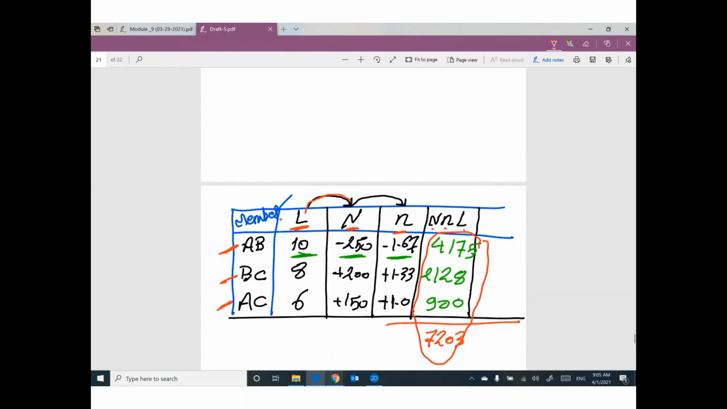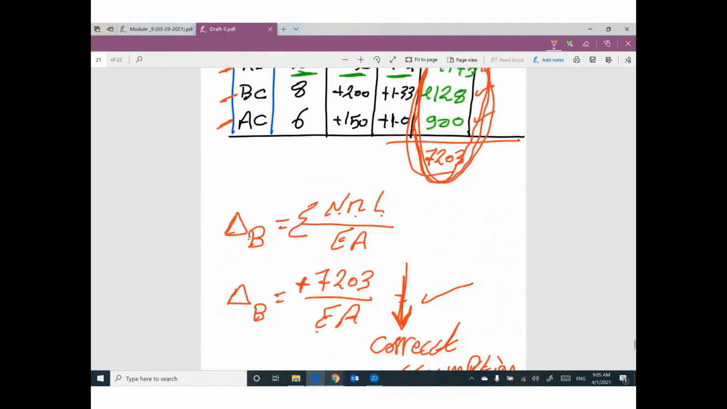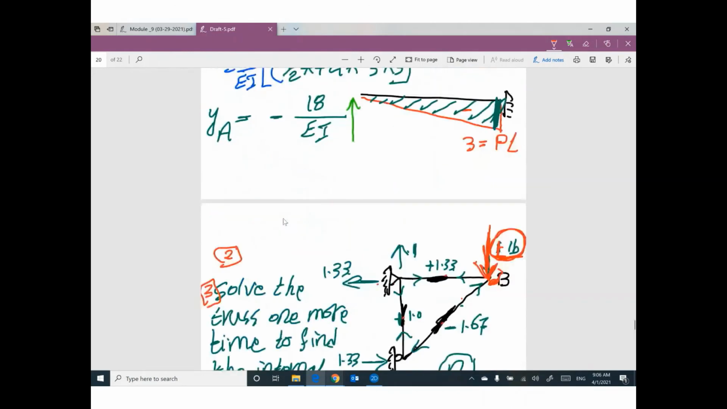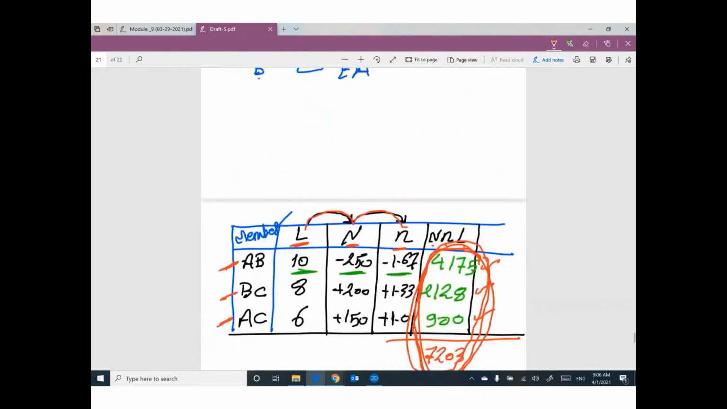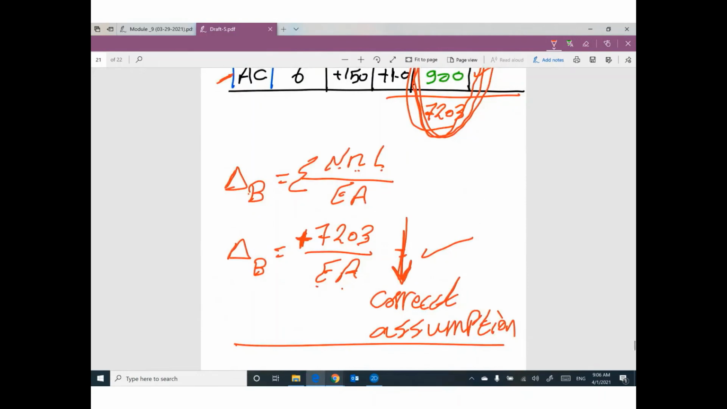Multiply this column by this column by this column and put it here. Get the summation of this column. This summation, summation N n L, is the numerator, divided by EA. If your value is positive, you assumed the correct direction, down. If your value is negative, you assumed the wrong direction, and it should be up.